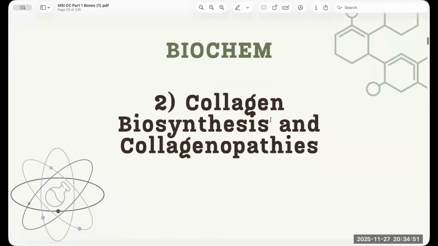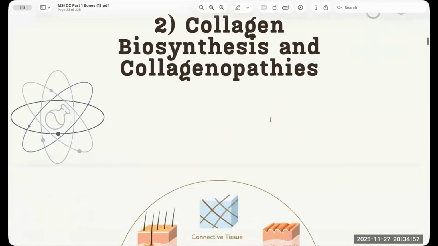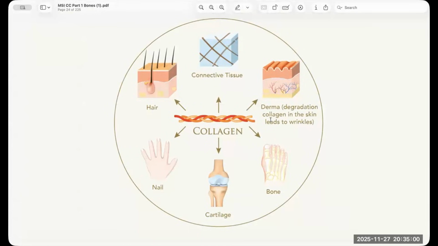All right, for the second lecture, it is collagen biosynthesis and collagenopathies. First, collagen. We all know collagen has different types in the body, in different places in the body. So in the hair, in the nails, in the cartilage, in the bone, in the skin, and connective tissue. It actually makes most of the connective tissue. And as we age, the collagen decreases in our skin.